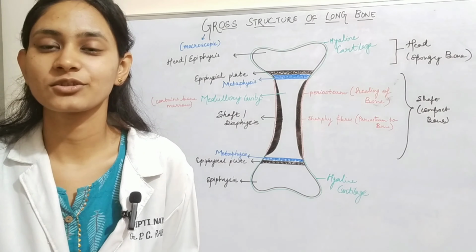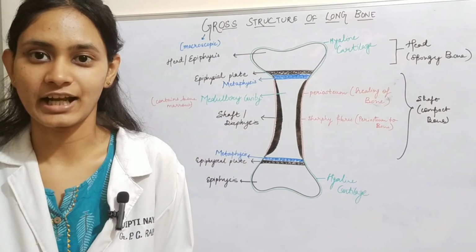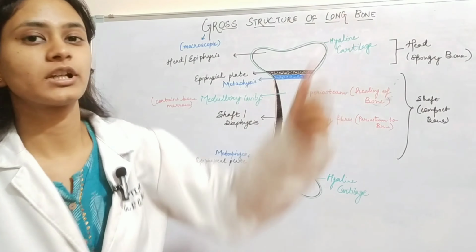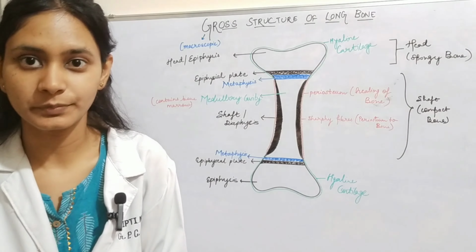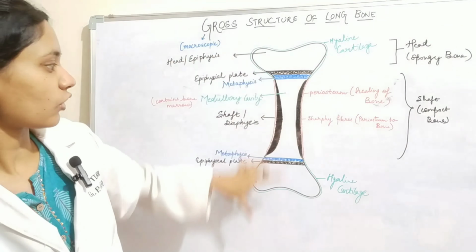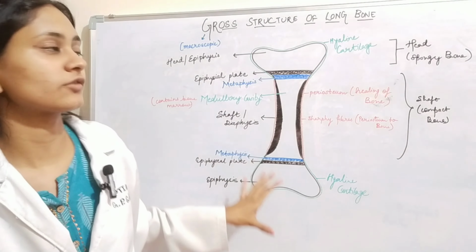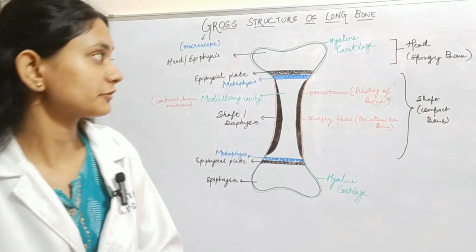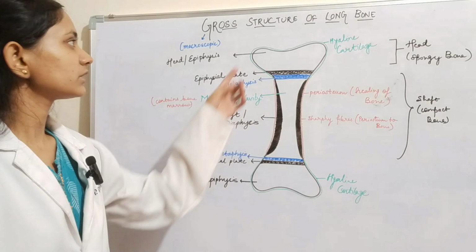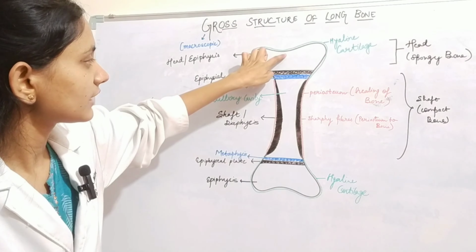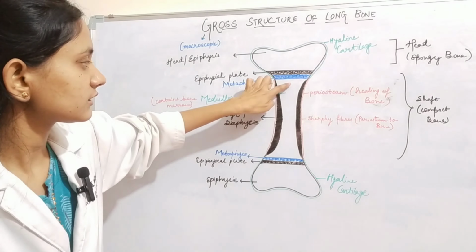Hello everyone, so this is your fourth lecture on general anatomy and the topic we are covering right now is gross structure of long bone. So gross means macroscopic, that is which we can look at with our naked eye. Also this is your long bone, consider this as one of the long bones, that is humerus, radius, ulna, tibia, fibula, femur. So in the long bone here we have three parts: head, base and your shaft region.